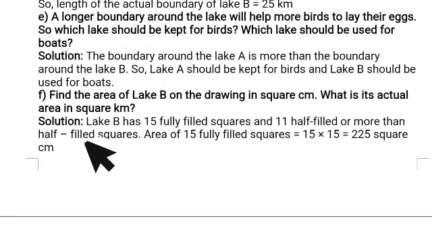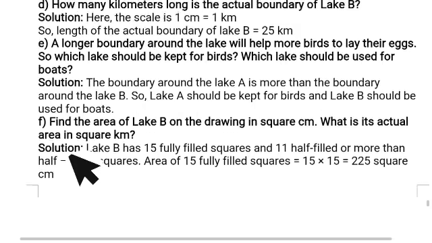Where have we reached? F. Find the area of lake B on the drawing in square centimeter. What is its actual area in square kilometer? Lake B has 15 full squares and 11 half-filled or more than half-filled squares. The area of 15 full squares equals 15 into 1, which is 15 square centimeter.